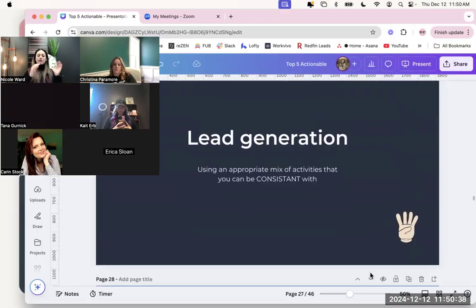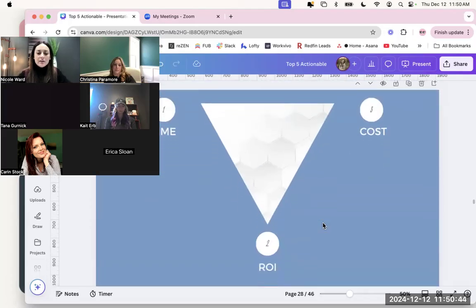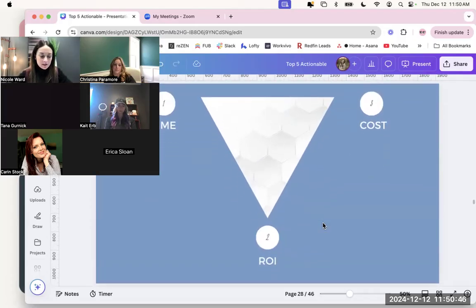Lead generation, which is kind of what we talked about already, but using an appropriate mix of activities that you can be consistent with. I want to talk about this triangle here. There are 3 ways to look at every activity you're going to add to your calendar. How much time does it take you to do? How much does it cost? And what's the return on investment?